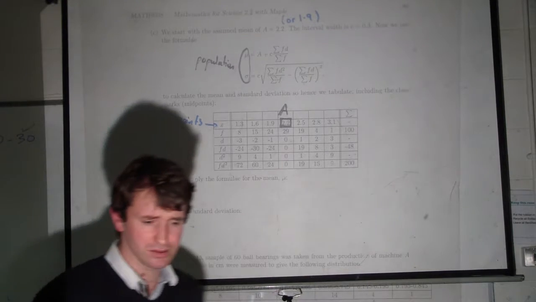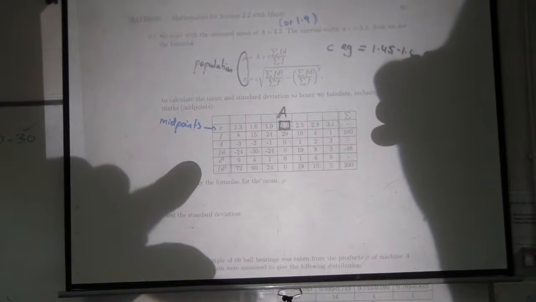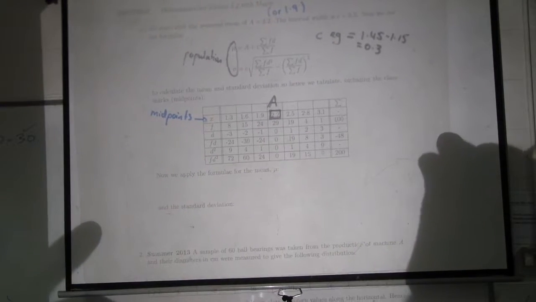What's C? Well, 0.3. C is the width. So C is EG, equal to, so if you look at the very first one, 1.45 minus 1.15 equal to 0.3. So once you've tabled it, the formulas are straightforward.